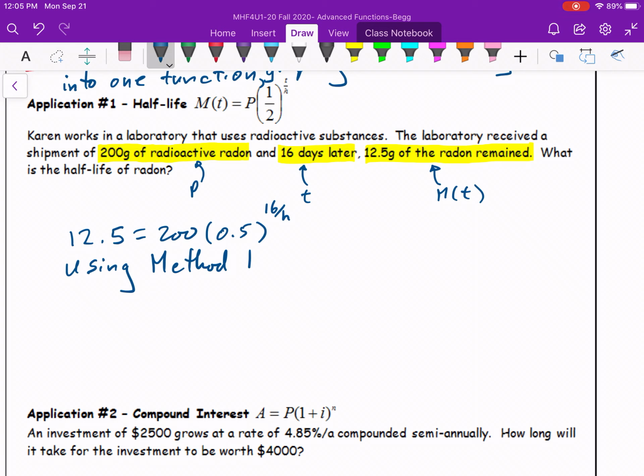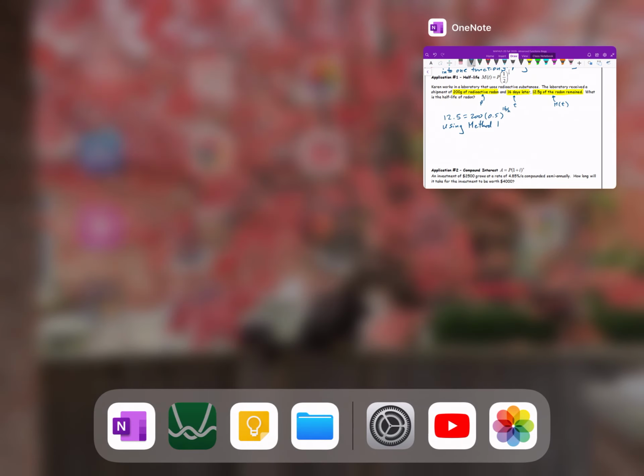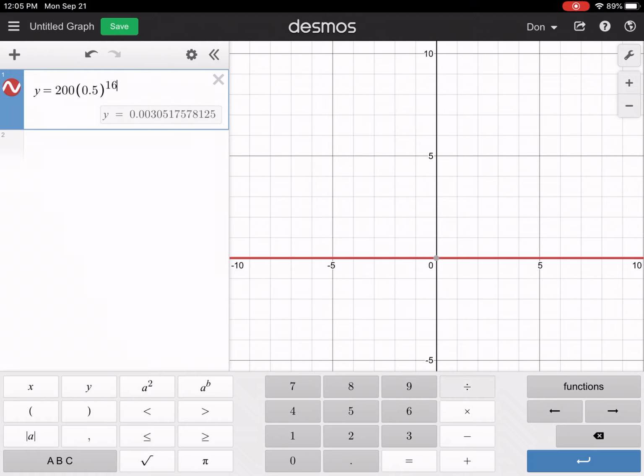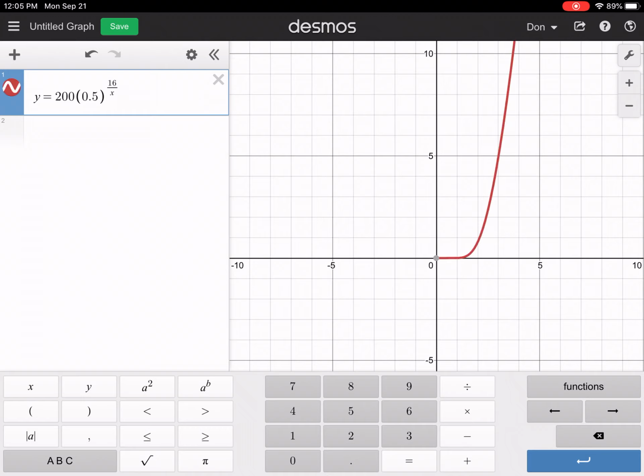So method 1 is where I graph each side of the equation as a separate function. I'll start with the more difficult to remember one, 200 times 0.5 to the exponent 16 over h. And I'm going to replace h with x. So I'm going to use x and y again. 200. I could either use the times button, as you can see, there's a dot there to represent times, or I can use brackets. Desmos understands that. To the exponent, 16 divided by, and again I'm going to use x instead of h. And then for the other side of the equation, it was 12.5, so I'll just have y equals 12.5.